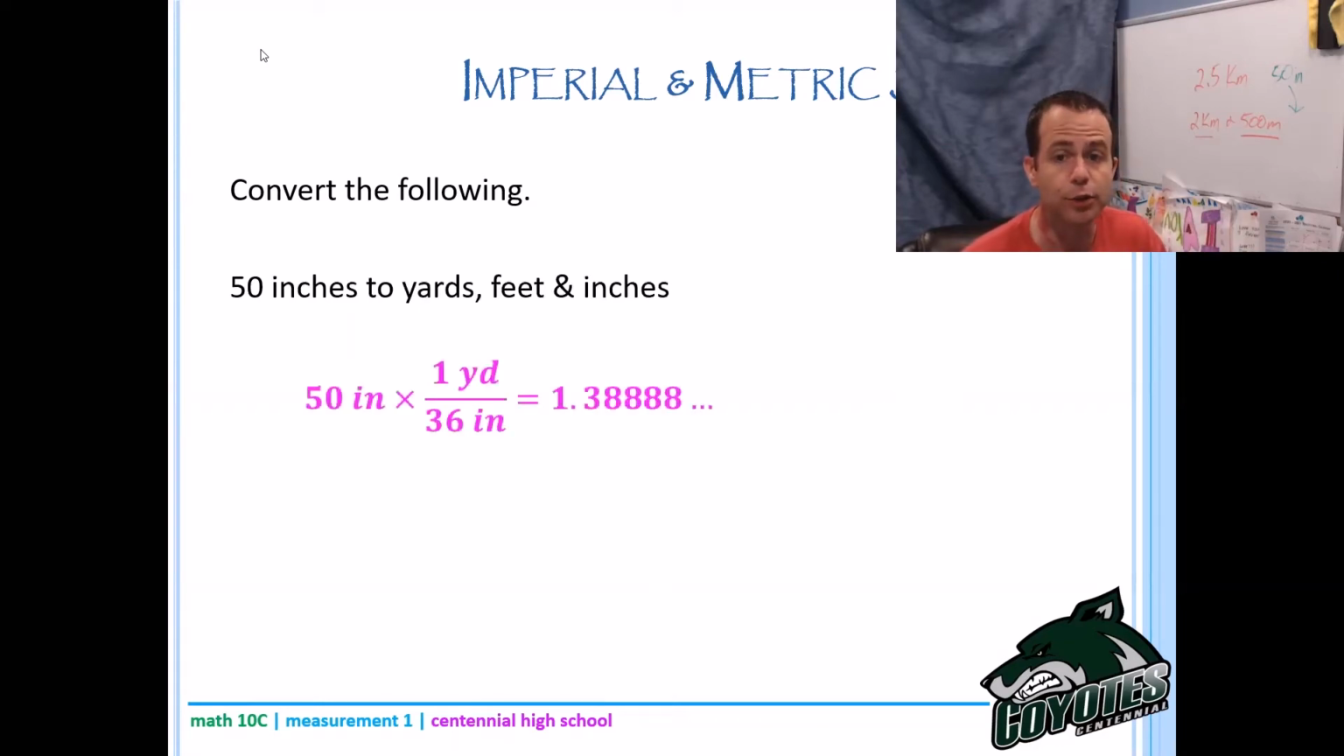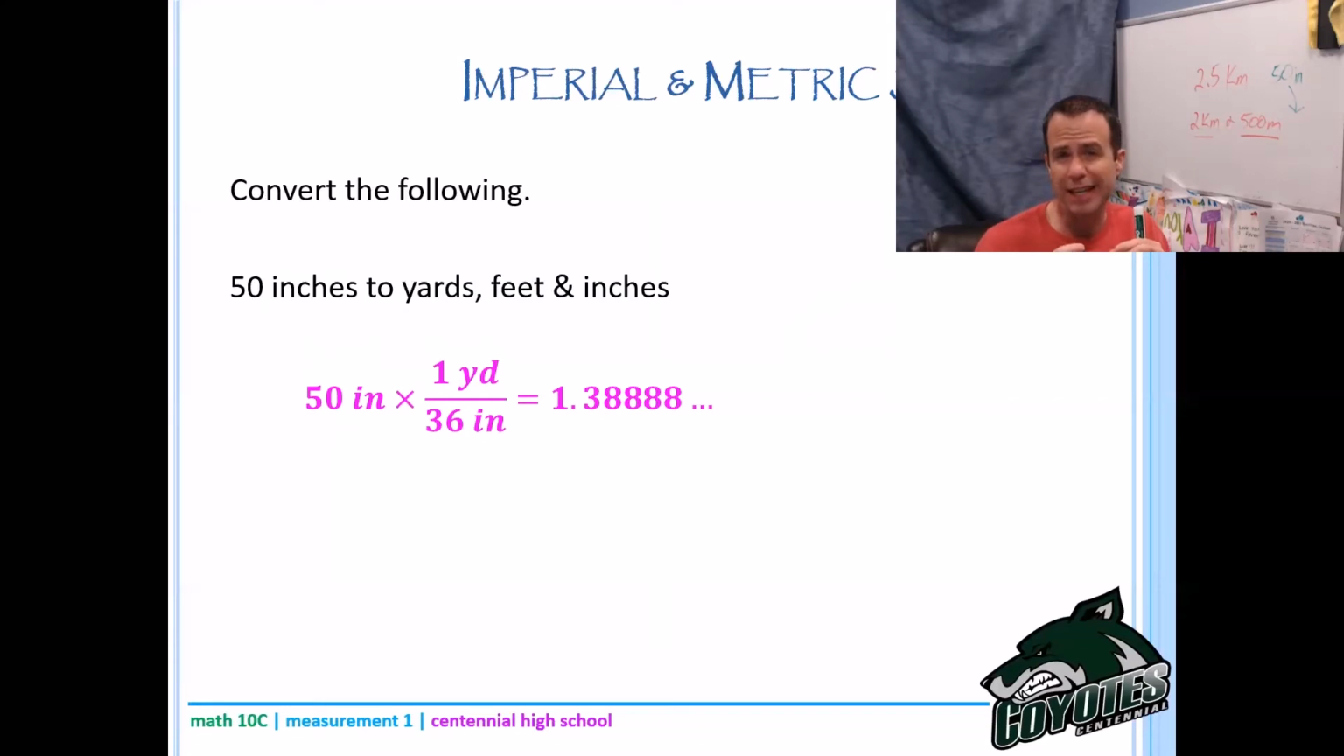So the first thing I want to do is take my 50 inches and figure out how many yards I have. So to do that, I essentially have to divide by 36. I set this up as a conversion factor that I multiply. So 50 inches times 1 yard over 36 inches, that gets me 1.388888888 repeat, okay? Now, what that tells me so far is I have 1 yard. Then I have this piece of a yard left over, which is 0.388888 of a yard left over. Remember, I'm in yards right now.